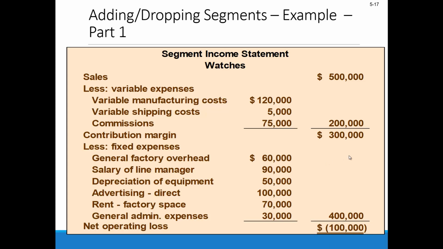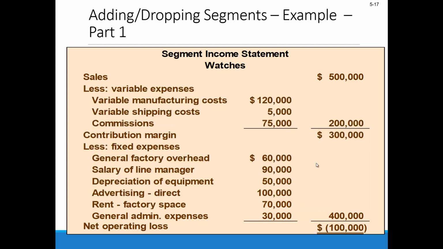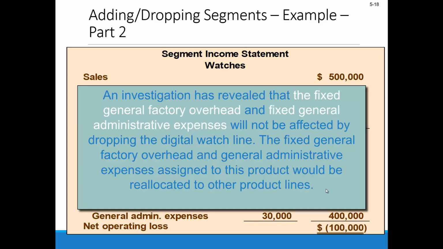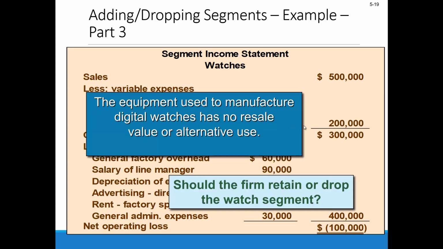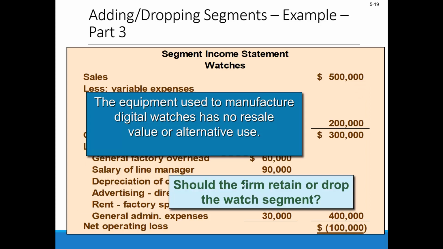An investigation, though, has revealed that the fixed general factory overhead and the fixed general admin expenses would not be affected by dropping the digital watch line. In other words, those fixed expenses would just have to be reallocated to other product lines or dumped on other segments. That was the general factory overhead of $60,000, and the general admin expenses of $30,000. The equipment used to manufacture the watches, we also know, has no particular resale value or alternative use, so the depreciation associated with that is not going to be changed if we get rid of this watch line. So the question becomes, should the firm retain or drop that watch segment?